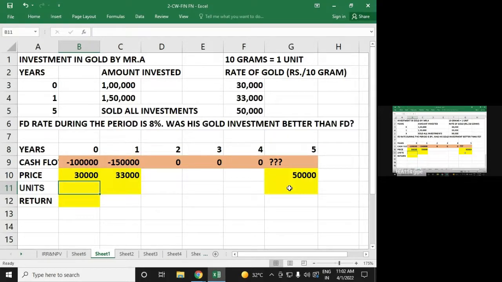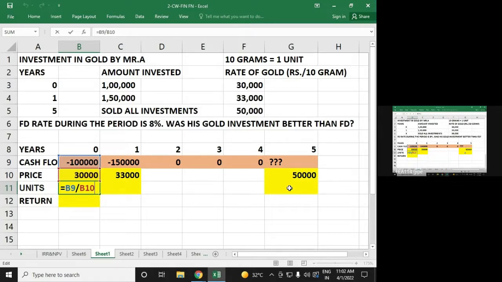Consider 10 gram as 1 unit. So how many units of gold you must have received in year 0? Correct, 33 grams or 3.33 units. 1 lakh divided by 30,000.